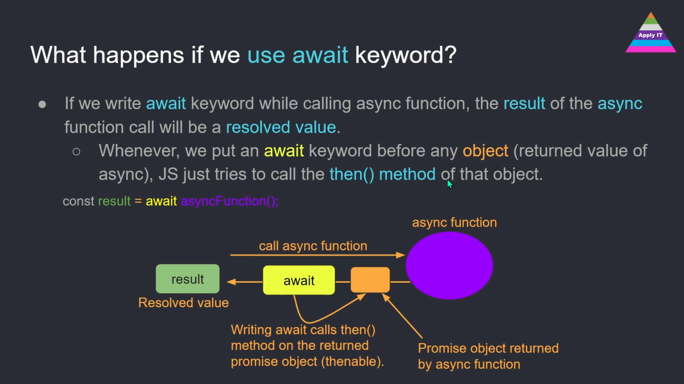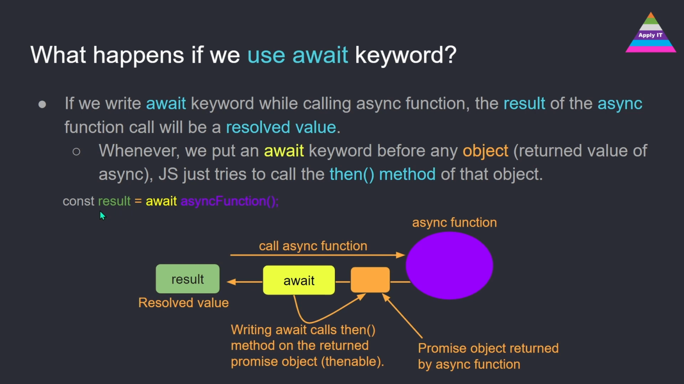Now let's understand what happens if we use the await keyword. Here you can see the code. We have used this await keyword in front of this async function. And when we do this, now we do not get a promise object. We get the result of the promise.